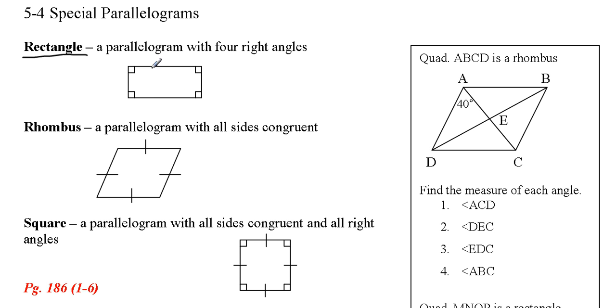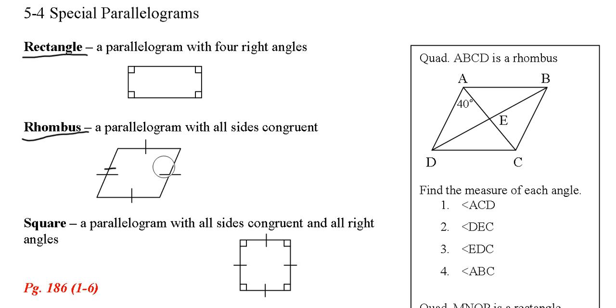Now obviously if we were given 3 right angles, we could subtract from 360 and find the last one's a right angle. But that would be the minimum we would need to know that we have a rectangle. A rhombus is just a parallelogram with all sides congruent. Remember, a parallelogram had opposite sides congruent already, like this.